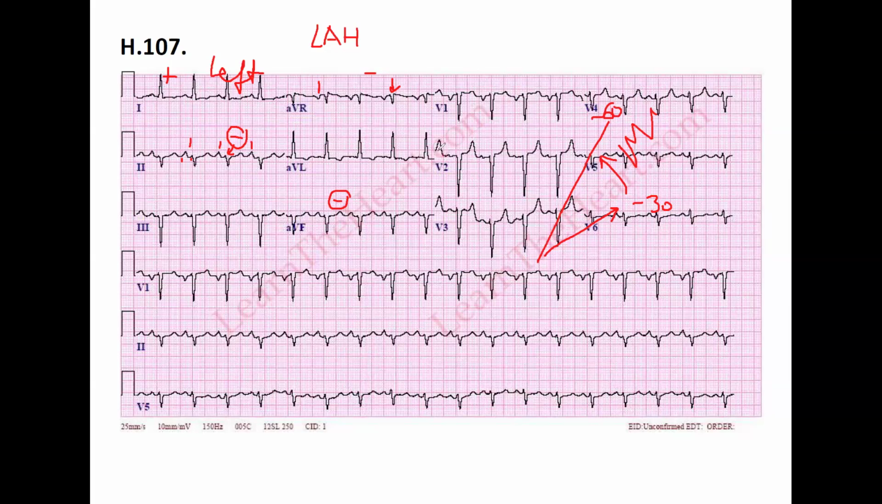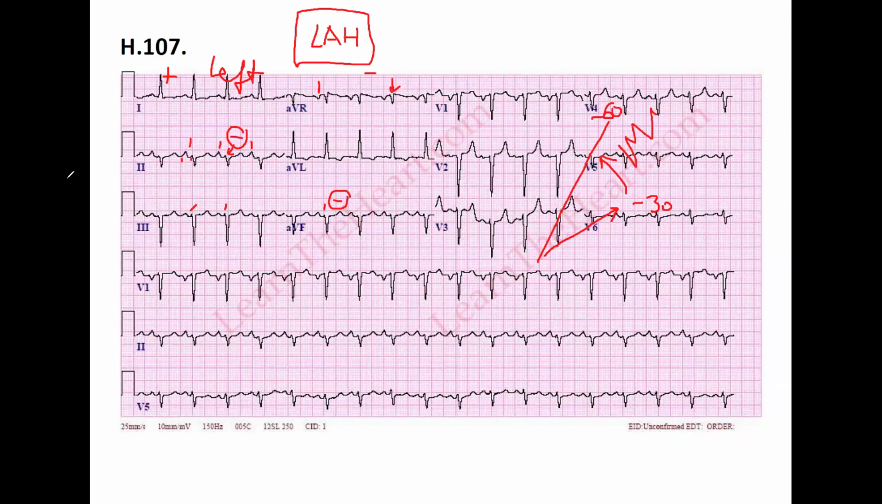So out of this, the QRS is not wide, the PR is normal, and there is no pathological Q wave, because you do have an initial R wave in lead 3 or aVF. So that has to be a left anterior hemiblock. Okay?